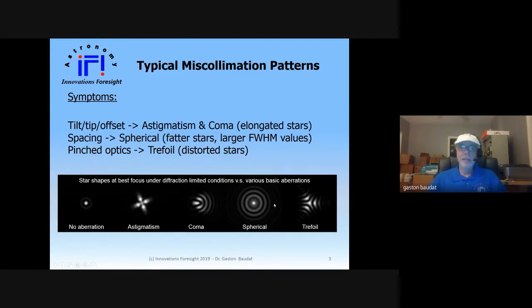And a symmetric aberration will be the spherical one. Those aberrations are maybe harder to spot because everything looks fine, everything is symmetrical, but in reality, you are pretty much out of focus. And trefoil is an example of aberration you may see when you have a pinched optic. Of course, there are other higher order aberrations possible, but those are the main aberrations you may expect to see in an optical system which, besides collimation, is made of good optical components.